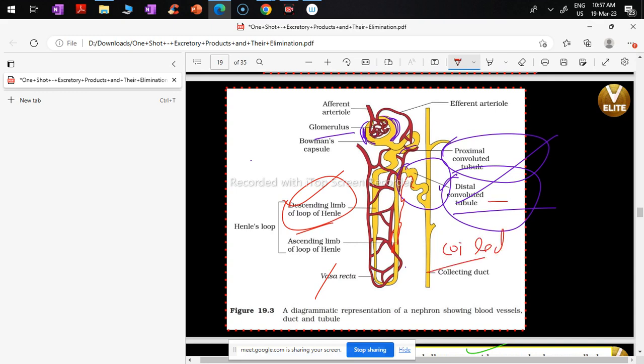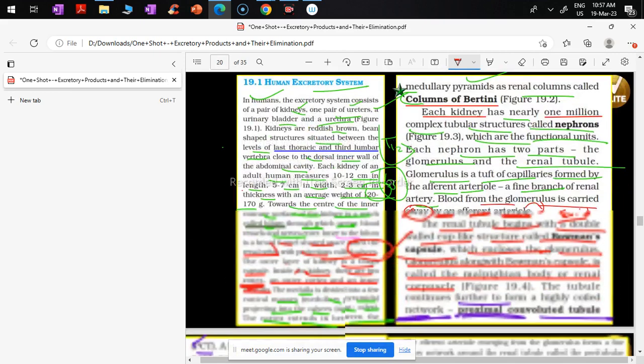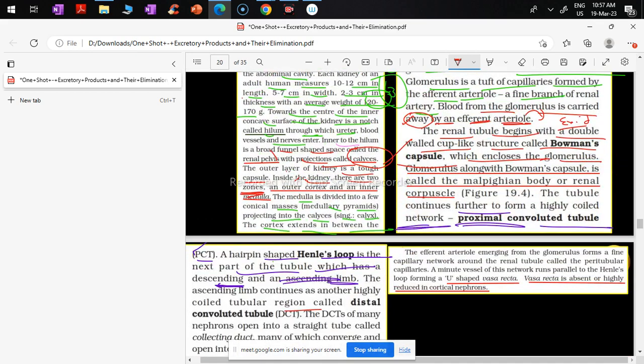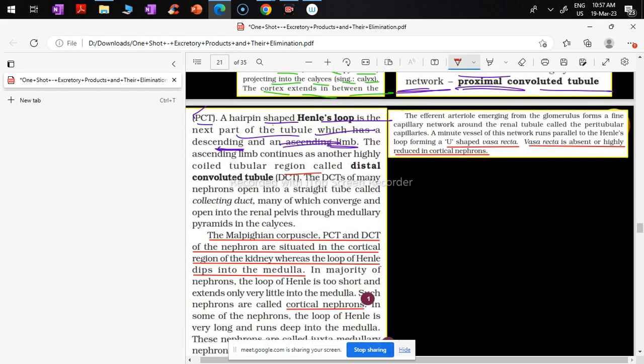You can see in this diagram, these structures are coiled. This type of coiling is there. So convoluted tubule, that's why they are called distal convoluted tubule, tubular coiled structures. Which limb continues to form DCT? Ascending limb, as we have clearly seen in the diagram.